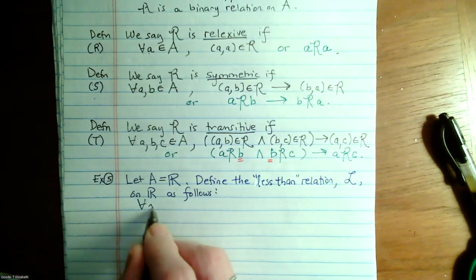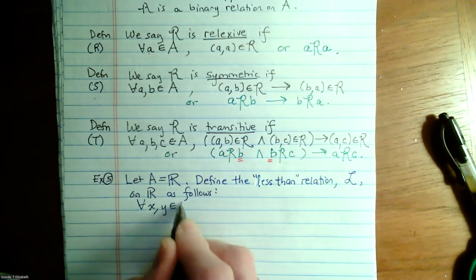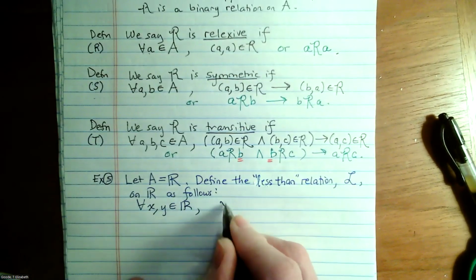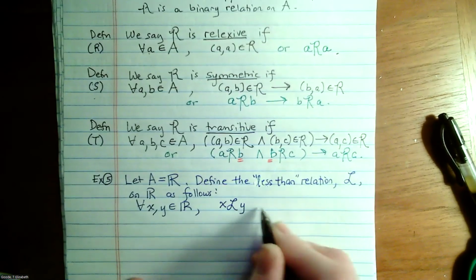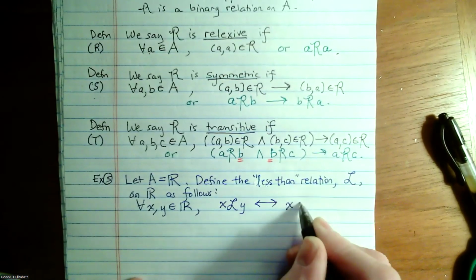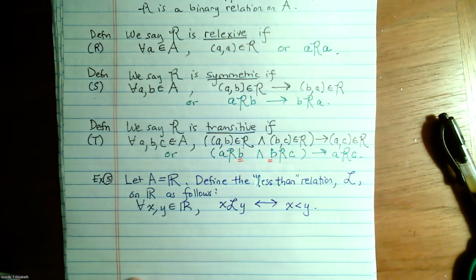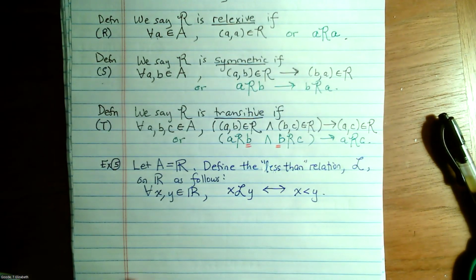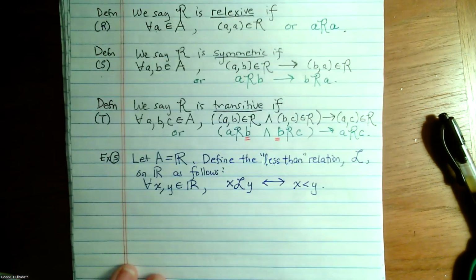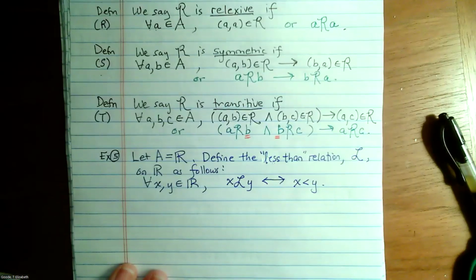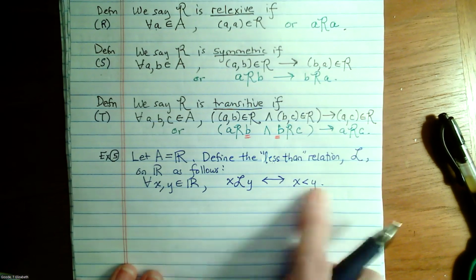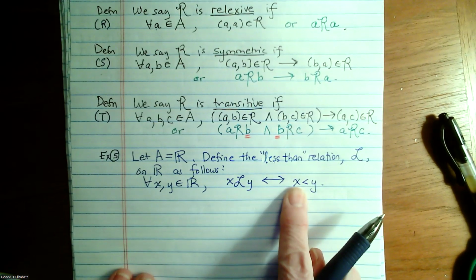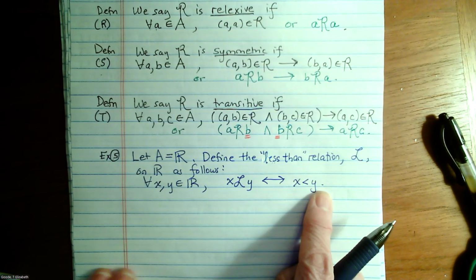For all X and Y in the reals, X is going to be L to Y if and only if X is actually less than Y. That's why it's called L. It's the less than relation. All right, and the reason I've picked this particular relation is it's a relation that we all understand really well. We all understand exactly what it means for X to be less than Y. It means X is to the left on the number line from Y.